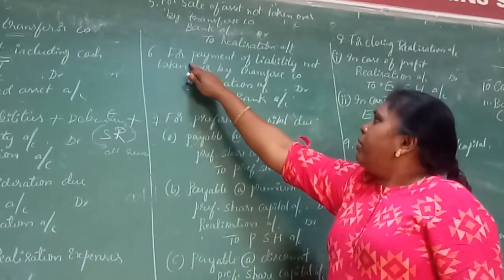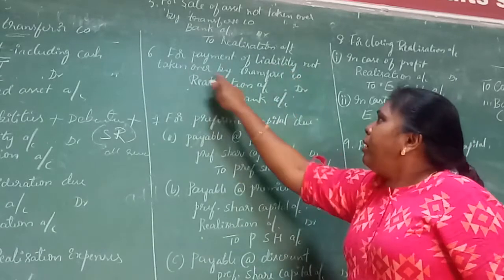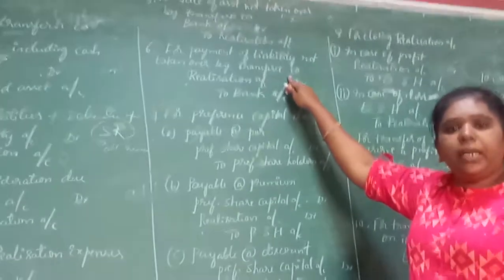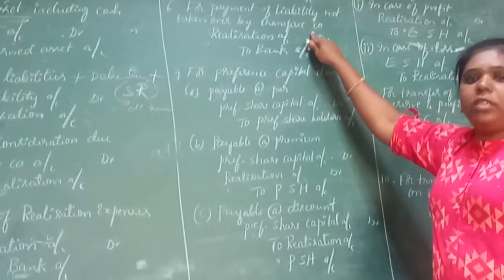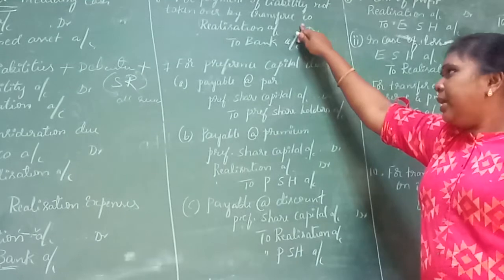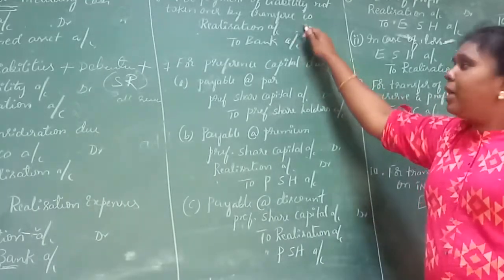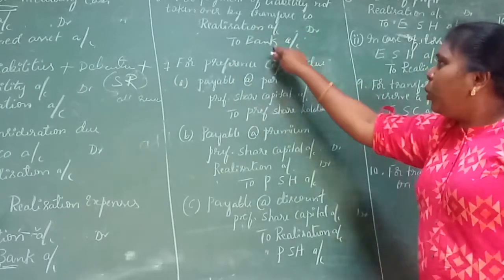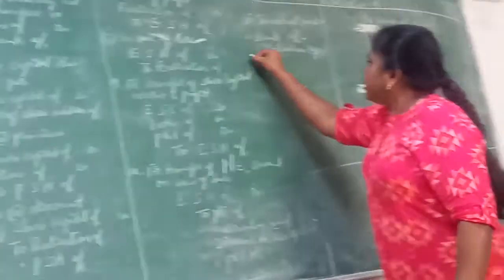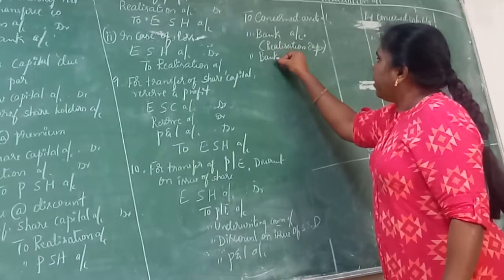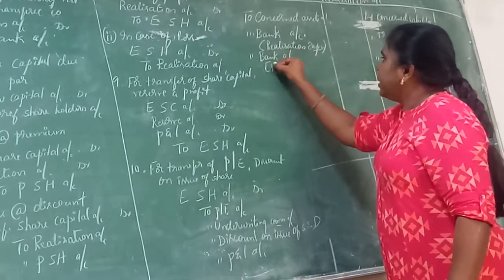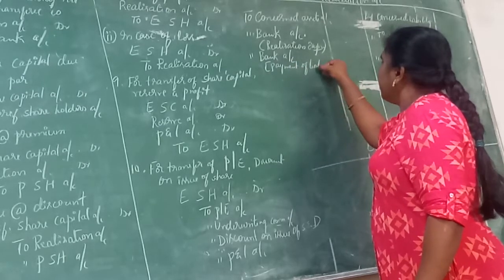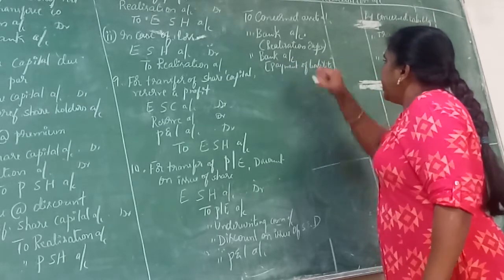Next condition, payment of liability not taken over by the transferee company. If any one of the liabilities is not taken over by the transferee company, then the transferor company has to pay the particular liability. Payment means cash outgoing. Journal entry, realization account debit to bank account. In the realization account you have to write "to bank account". You have to write the purpose, that is payment of liability. So whatever liability is paid, you enter.